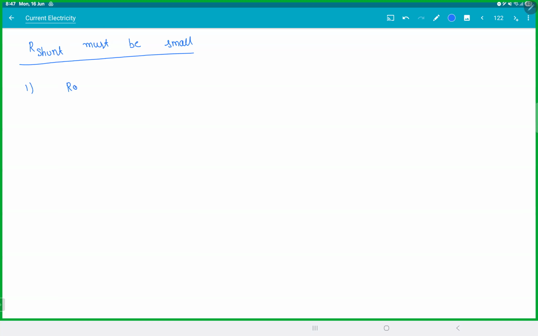Second, if R shunt is small, then maximum current will flow through the small resistor. That means your Ig becomes small, and which is good. I don't want large Ig. Remember, if the Ig value becomes more, the galvanometer will burn. If you keep two resistors in parallel, maximum current will flow through the smaller resistor. So you have protected the galvanometer.